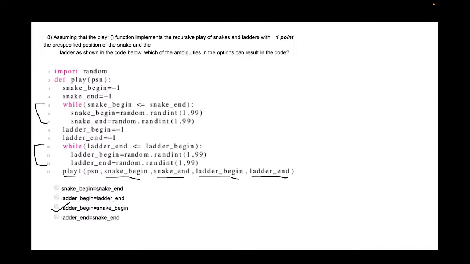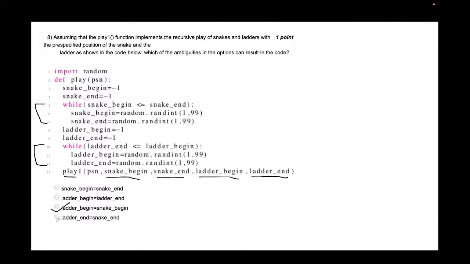If the snake beginning and snake end are the same, it just converges to one point, so that turns out to be effectively nothing. We can continue playing from that spot, so that is not a problem. If the ladder beginning and ladder end are the same, it does nothing. We don't climb up, we don't climb down, we just stay in the same spot. If the ladder end is equal to the snake end, this also does nothing.